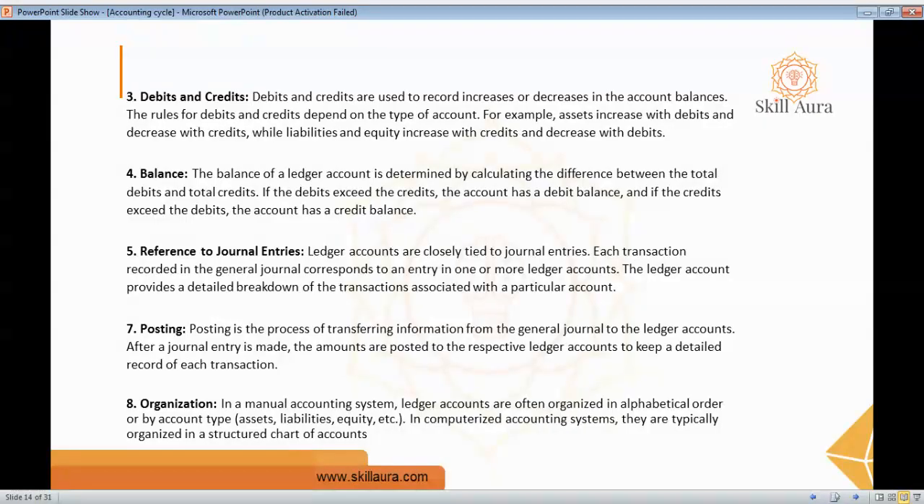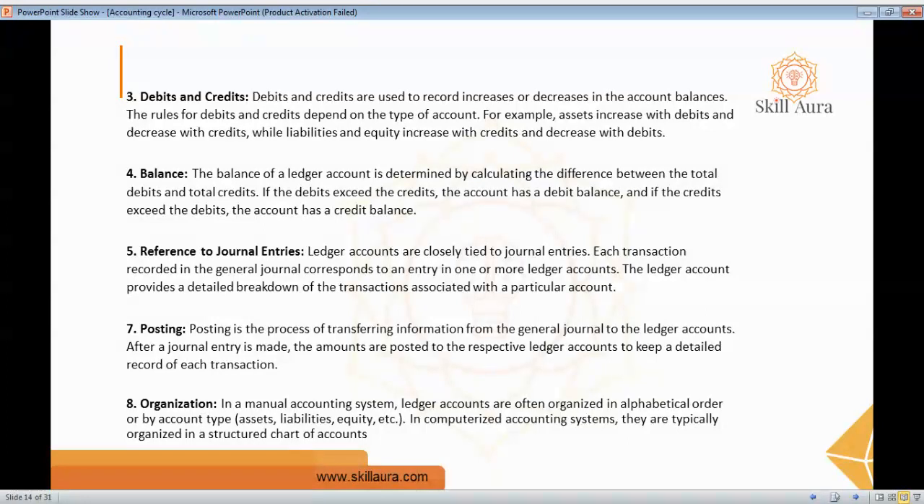The next one is posting. Here, posting is the process of transferring the information from the journal to the ledger account. Once the journal entry is made, the amounts are posted to the respective ledger account to keep a detailed record of each transaction. We have to post the entries which are given in the journal to the ledger account with the amount.